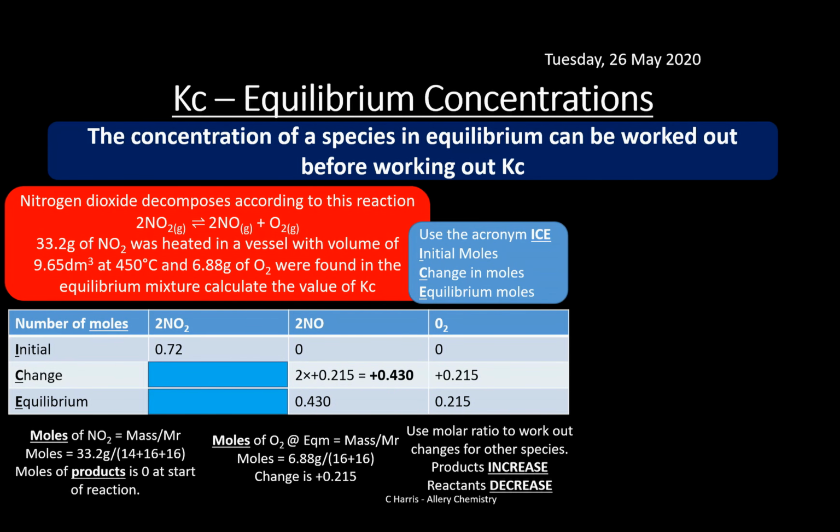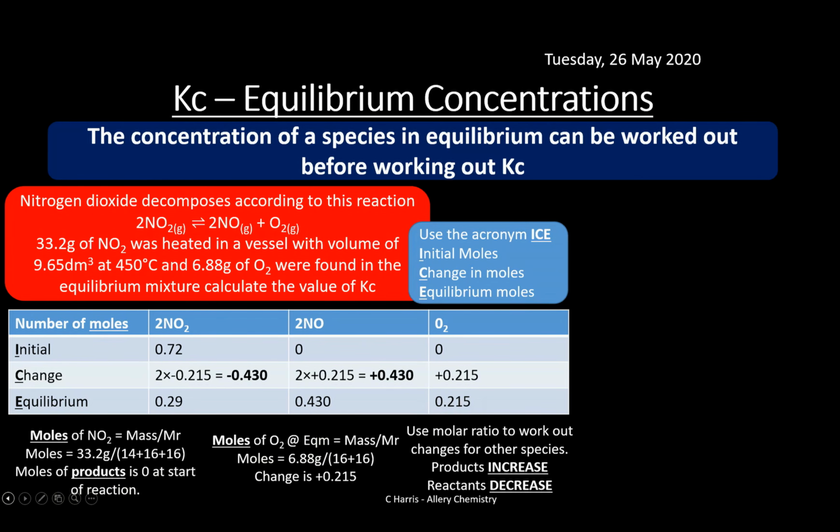And then likewise, we can do exactly the same for our reactants. So a reactant is going to be a 2 to 1 ratio again. So it's 2 lots of 0.215, but this time it's going to decrease by that amount because this is being used up. So it's 0.72 minus 0.430, and that will give you 0.29. Now, what we have here is the equilibrium moles, so that's perfect.